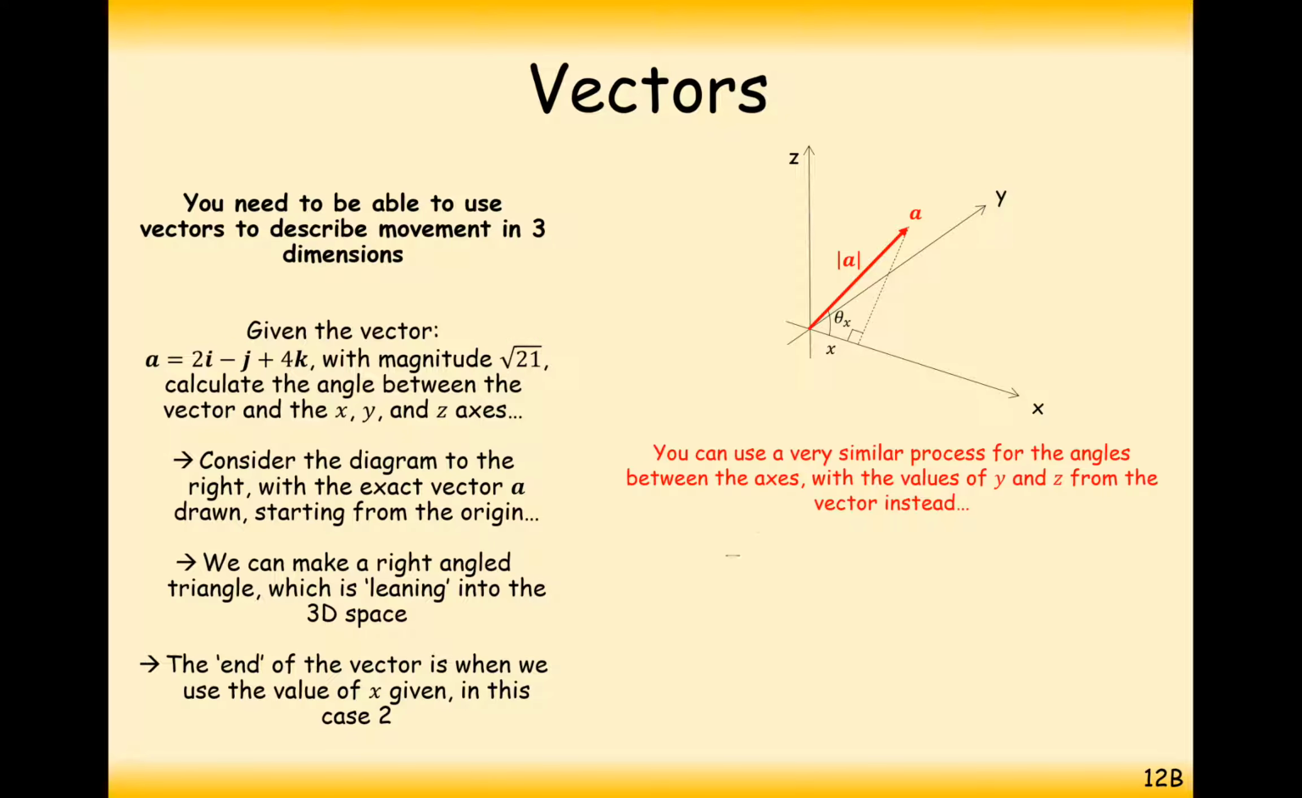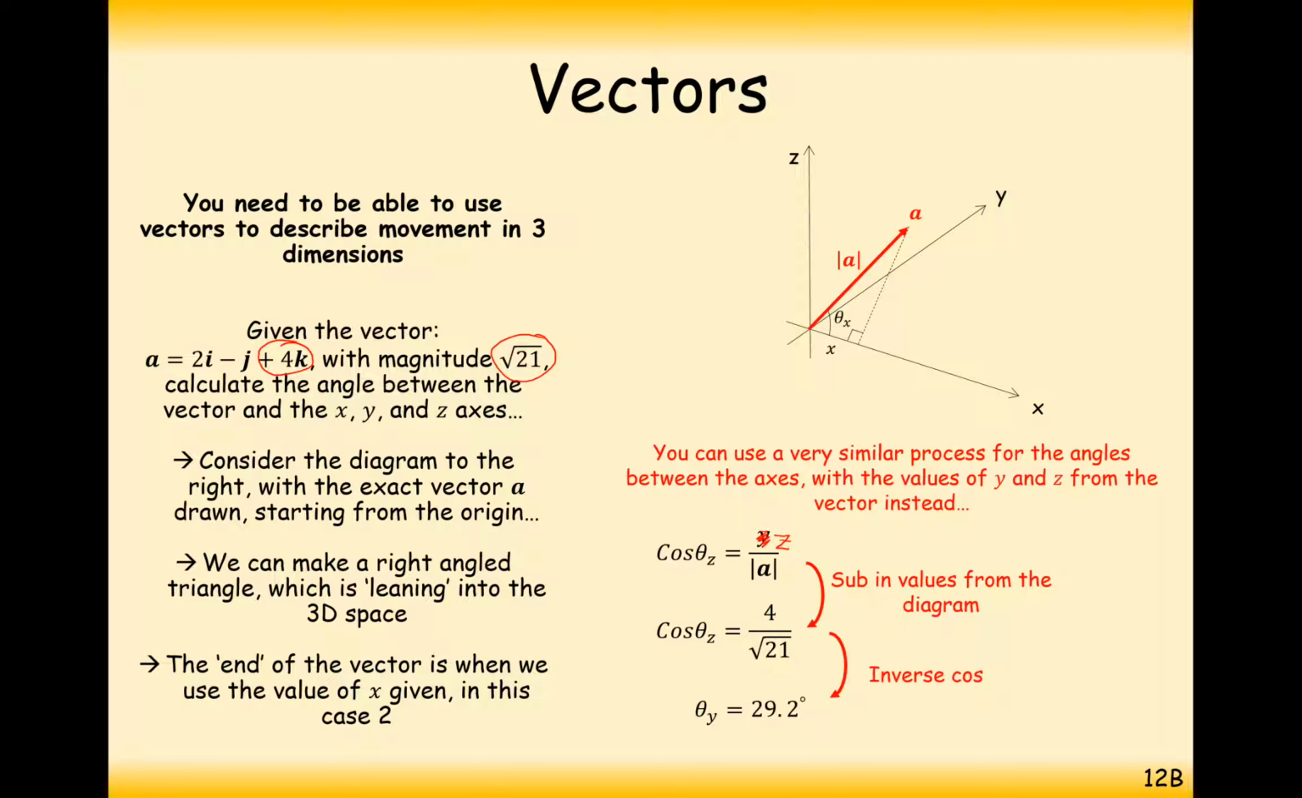And very similarly for the z component as well. Whoops, it doesn't need a y on the top for z, it needs a z on the top. So in this case here, 4 is a key number, and same again, root 21 is a key number. So it's going to be z divided by the modulus of the whole vector, and then cos inverse it. So in this case here, cos theta z is equal to 4 over root 21, cos inverse it, and we get theta z equals 29.2.